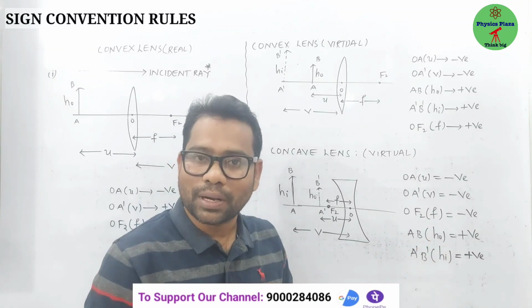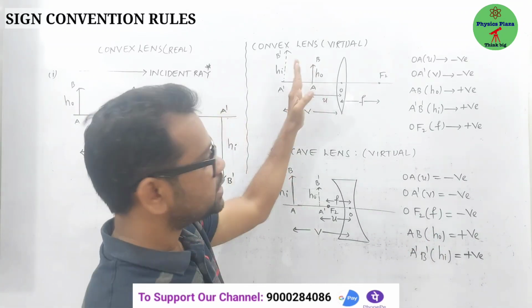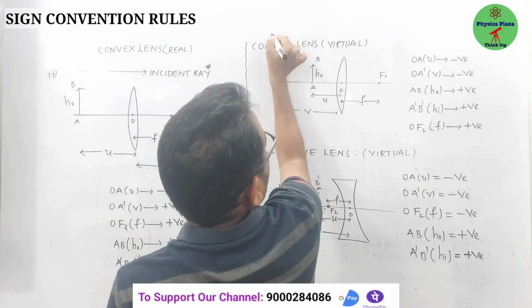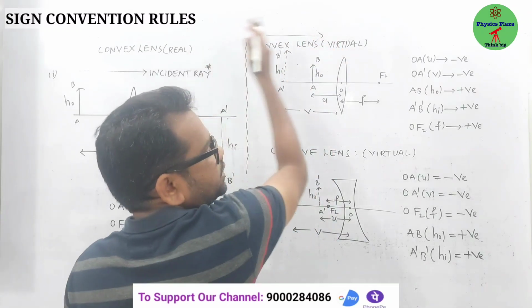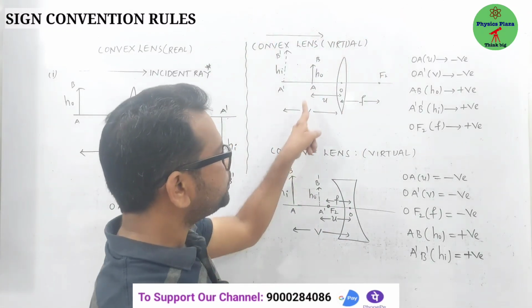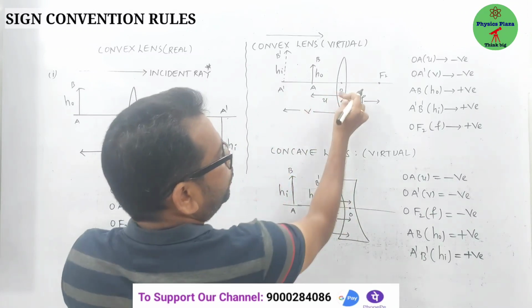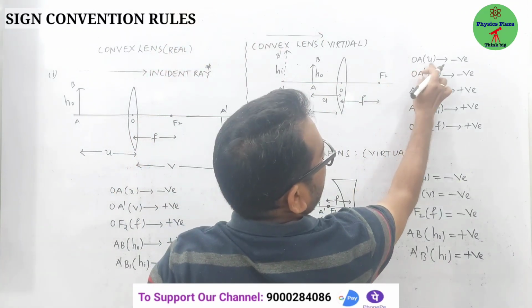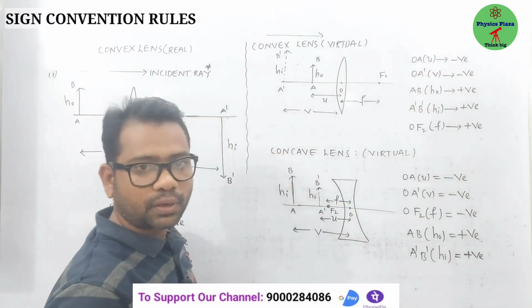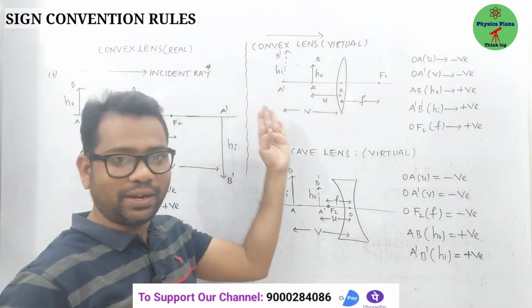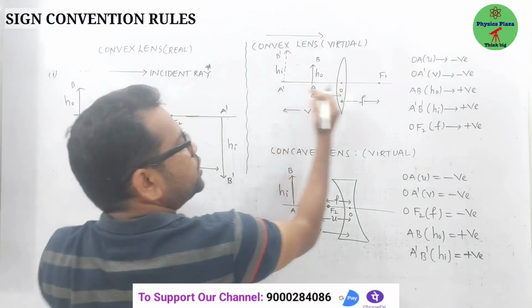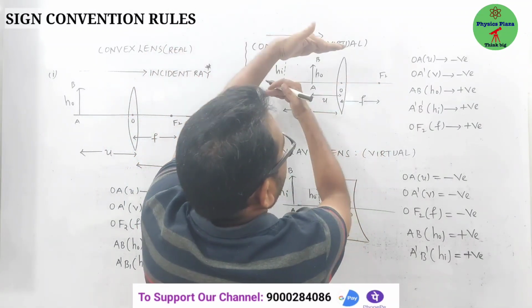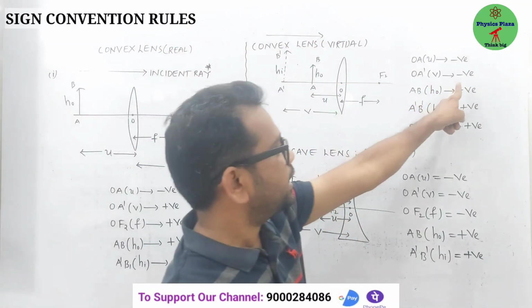Now the same convex lens with a virtual image case. The same rules are applicable, right? Okay, the object is placed on the left side. So this is the direction of the incident ray. Now if I want to measure the object distance, O to A, it is opposite to the direction of the incident ray. So OA, the object distance, is negative. But here the image is on the left side. So O to A dash is also opposite to the direction of the incident ray, so it is negative.